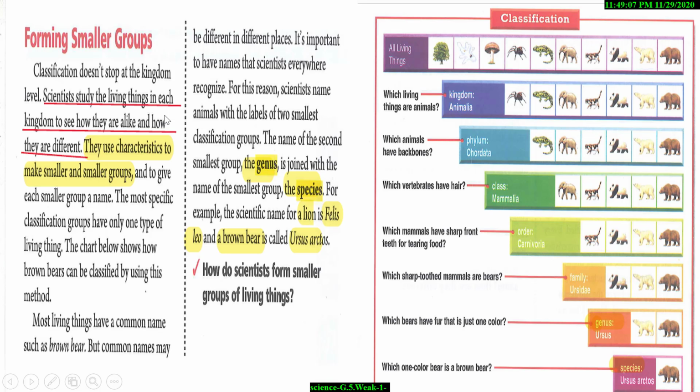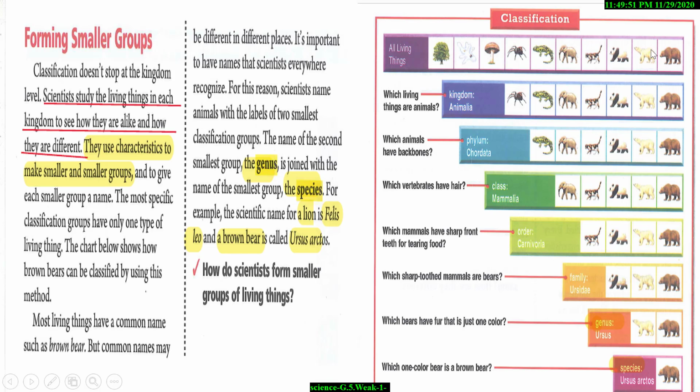Scientists don't stop at the classification of the kingdom. Scientists classify each kingdom into smaller groups, and they use the characteristics of living things. They use characteristics to make smaller and smaller groups and to give each smaller group a name. The most specific classification group has only one type of living thing. The chart below shows how brown bears can be classified by using this method.